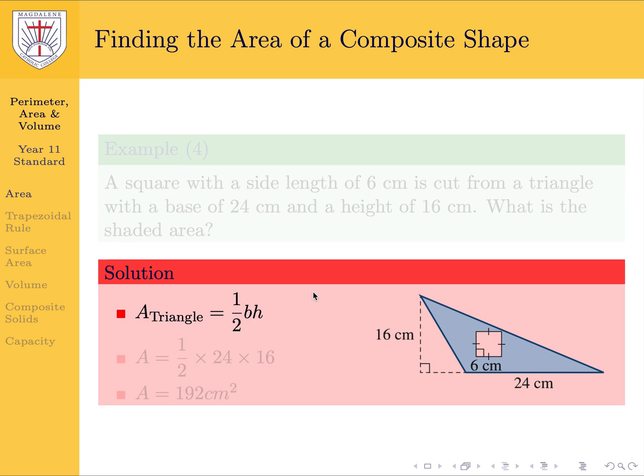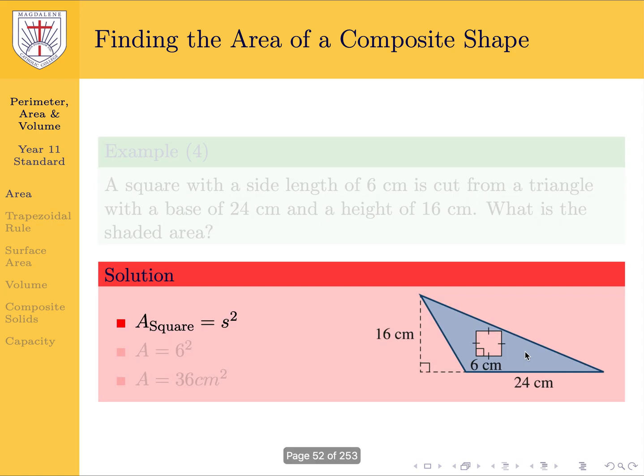So, we need to start going through this. It says, what is the area of the shaded area? What is the shaded area? So, we know we've got a triangle here, and it's got a base of 24 and a height of 16. Okay, so our half times base times height, that's going to be a half times 24 times 16. You type that into your calculator and you get 192 centimeters squared. So that's the triangle part done.